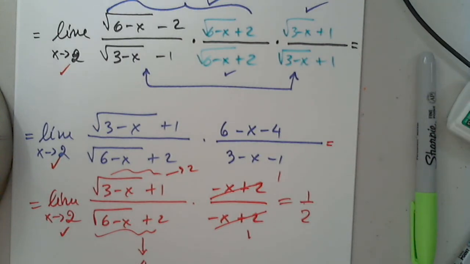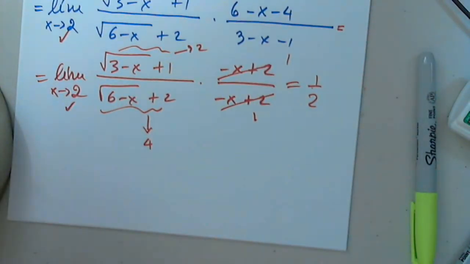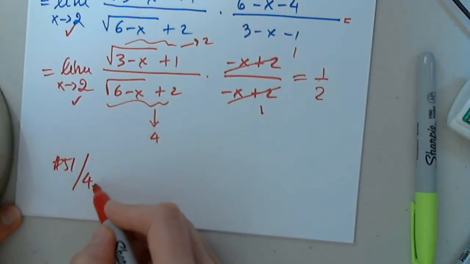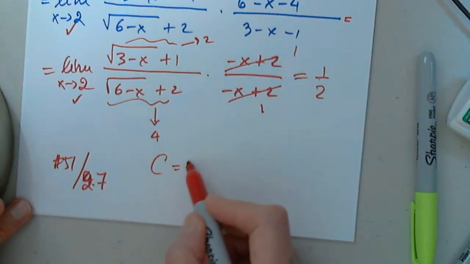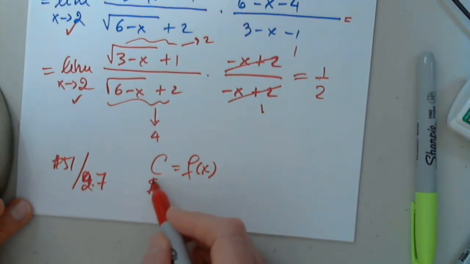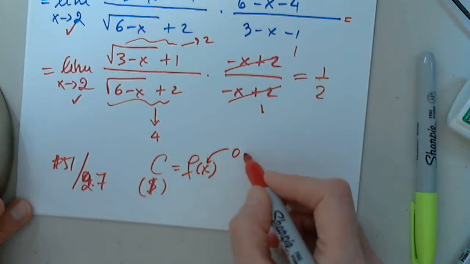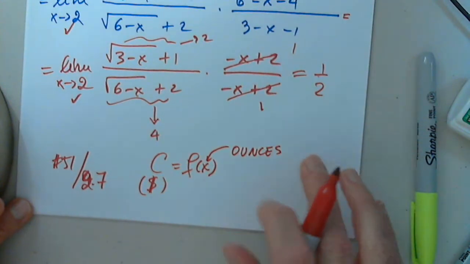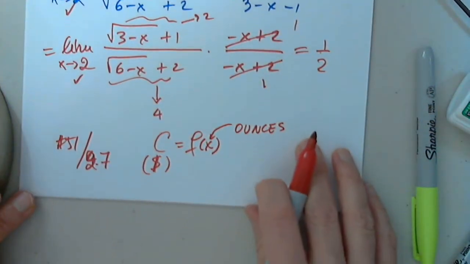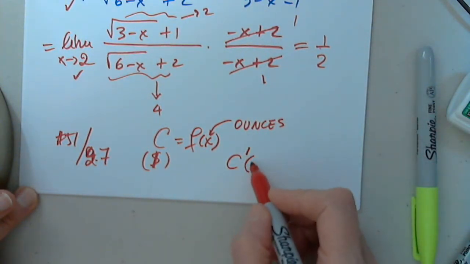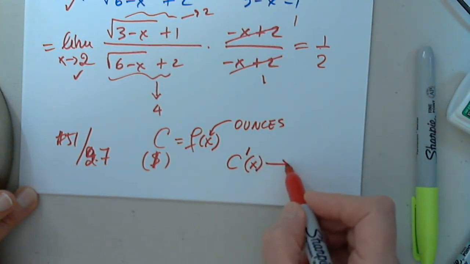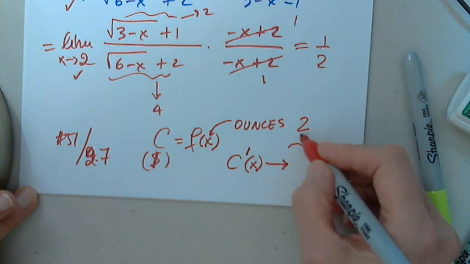So I'm going to stop for a second. What problem was it? 51. Okay, so this is 51 in 2.7. So we have C equals f of X. I know that this is measured in dollars, and I know that this is measured in ounces. At any point in time, if I am asked to find this, the measurement unit has to consist of 2 measurement units.